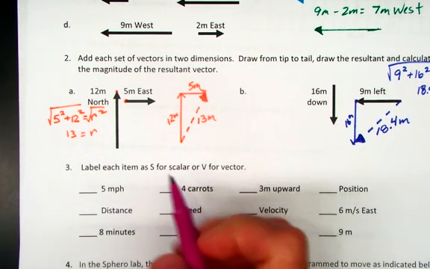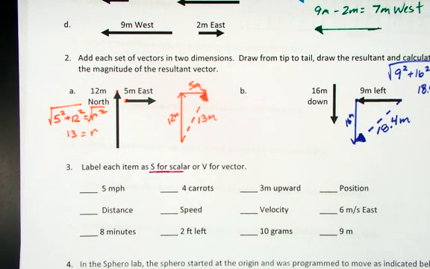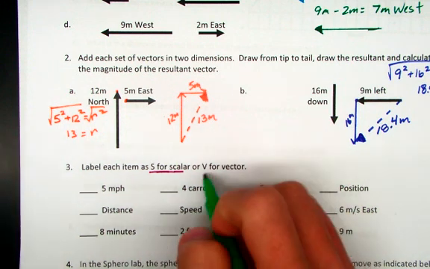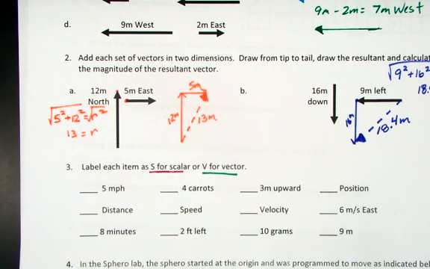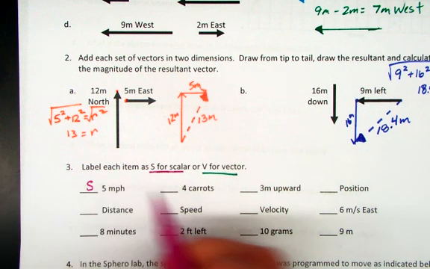For part 3, we're going to label each item as S for scalar, and V for the vector. Let's do green. So V for vector. So I'm going to look around for the scalars first. Now a scalar is any number without direction. Okay, so 5 miles per hour, I don't know what way, that's got to be a scalar.